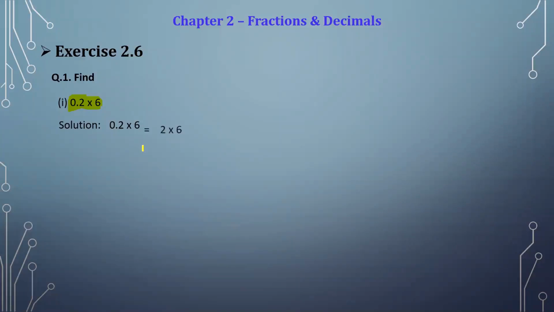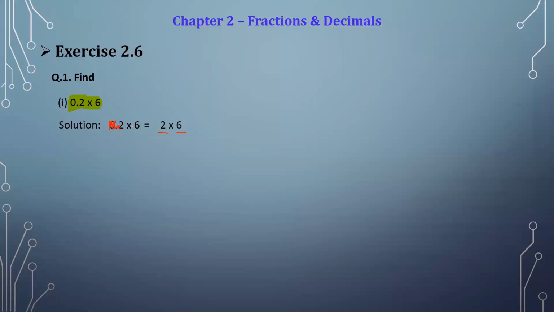Here we are going to neglect the decimal point for a while, that means for a temporary purpose. While performing the calculation, we are going to ignore the decimal point. So I am going to remove this decimal point, and that 0 is also removed, because we know that 0 doesn't have any value. So along with the decimal point, we ignore that 0 also. By ignoring the 0 and the decimal point, we obtain the step like this: the remaining number is 2, and 6 remains as it is.